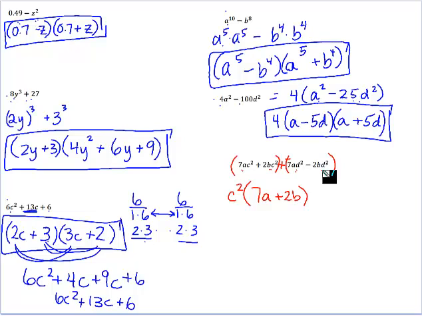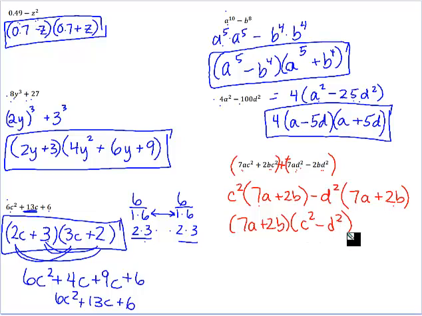Second parentheses here, the greatest common factor is a negative d squared. So we'll take the negative d squared out. We are left with 7a and then plus a 2b. 7a plus 2b is now in common. So we'll take that out, and we are left with c squared minus d squared. Typically we'd go, oh, we're done. But wait, c squared minus d squared is a binomial. It's two terms, and it is a difference of squares. So we do need to factor that down one more time.